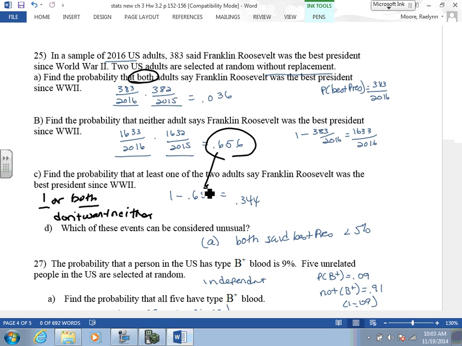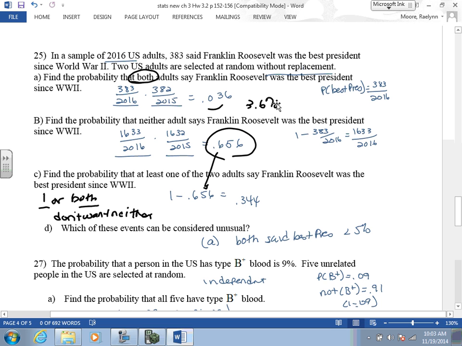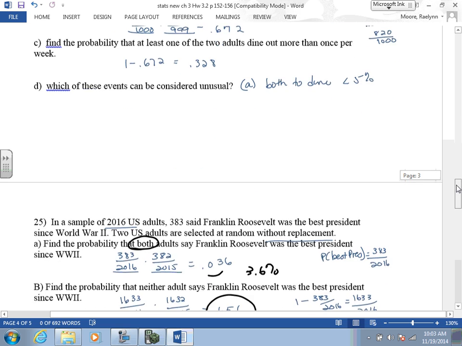And the one that's unusual is the one that's less than 5%. This guy's about 3.6%, so they consider that unusual. It's just a small probability. That's what they mean by unusual.